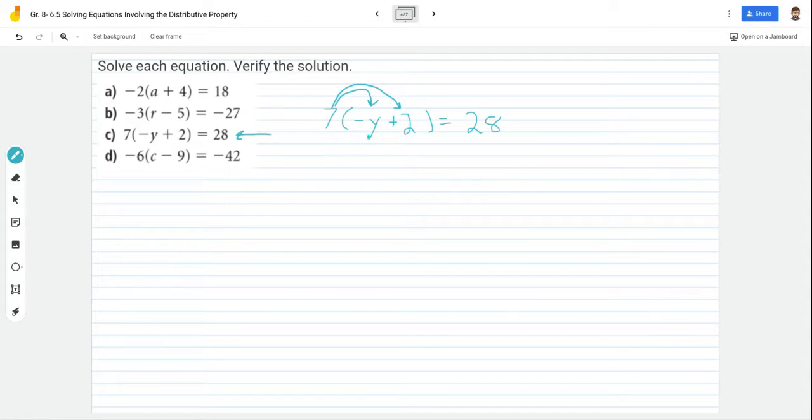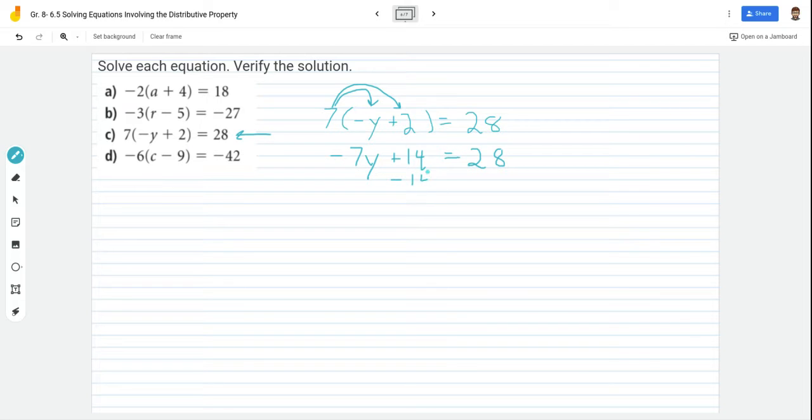So 7 multiplied by negative y is negative 7y. 7 times 2 is 14. And then we can just bring down the 28 because we're not going to be really doing anything with that as of yet. Now I'm at the point where I need to isolate the variable.